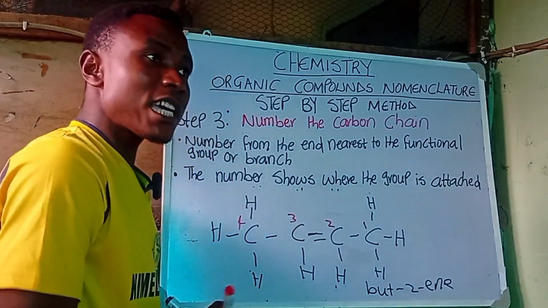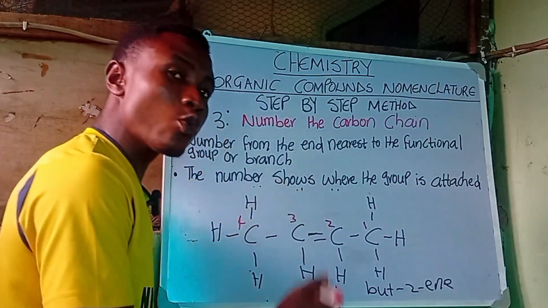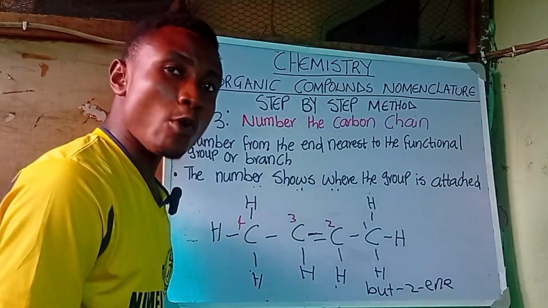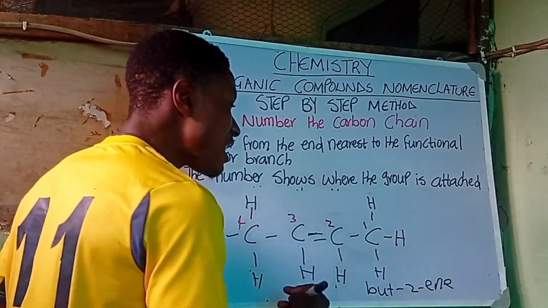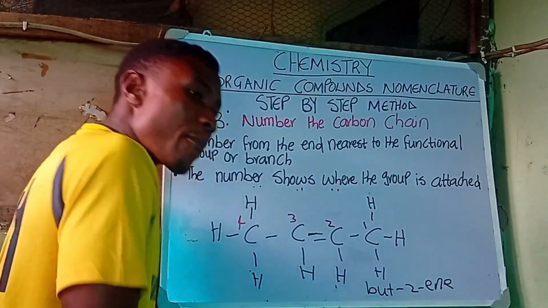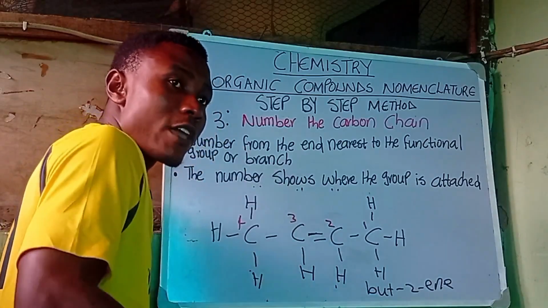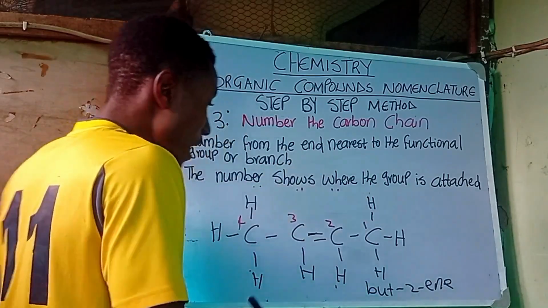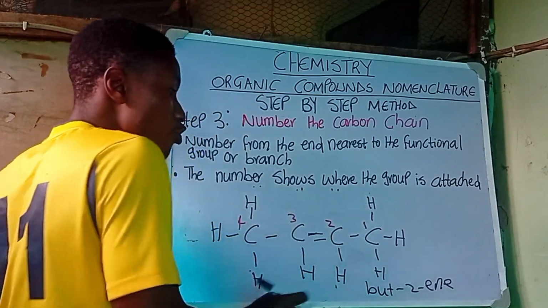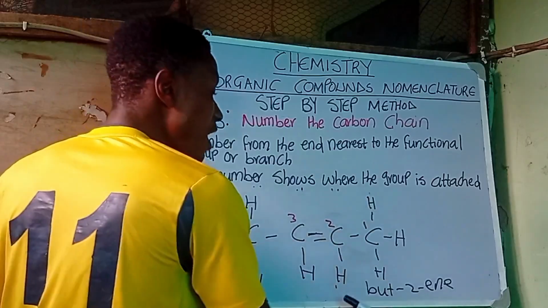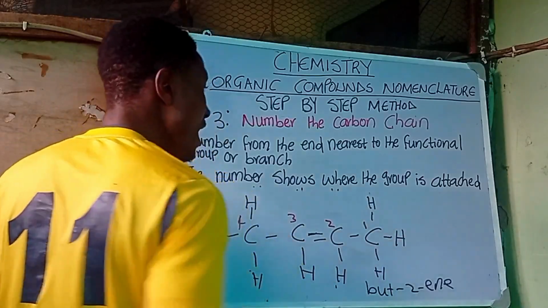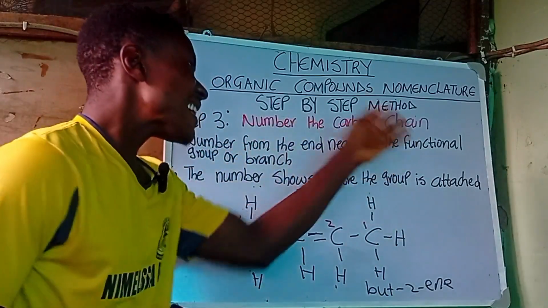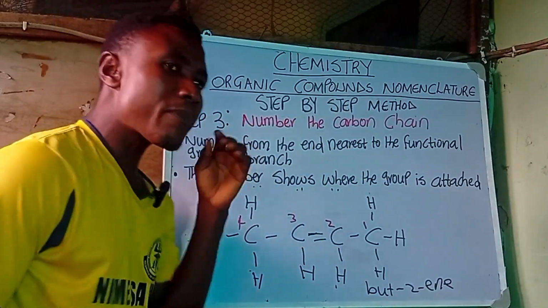The double bond is found at carbon number 2. So we give the name in reference to the carbon chain where the functional group is found, right? At this particular point, the functional group is found at carbon number 2, and the name is going to be butene.